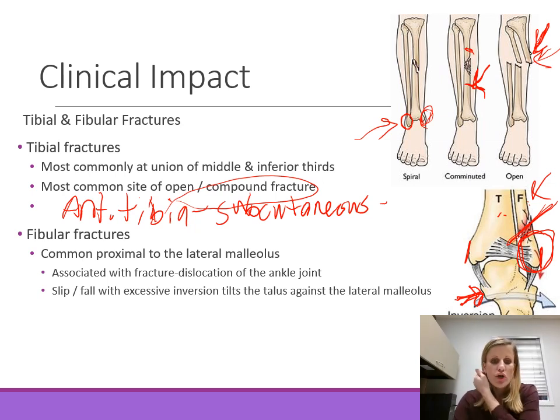This typically will occur when there's a fall that has excessive inversion of the foot. Inversion, remember, is where you turn the sole of the foot inward, right? So if the foot's normally flat, you can turn the sole of the foot out or in. Inversion is when you tip the foot inward. So excessive inversion can force the talus against the lateral malleolus and literally break it off. And that's again what you see here in the picture.